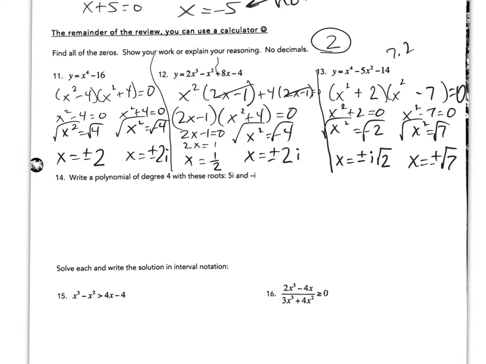Oh, degree 4. So we should have 4 factors. Roots of 5i and negative 1i, which means we also need a minus 5i and a positive 1i. There's your 4 factors: x minus 5i, x plus 5i, x plus i, x minus i. When you multiply i times i, that's i squared, and i squared is equal to negative 1.